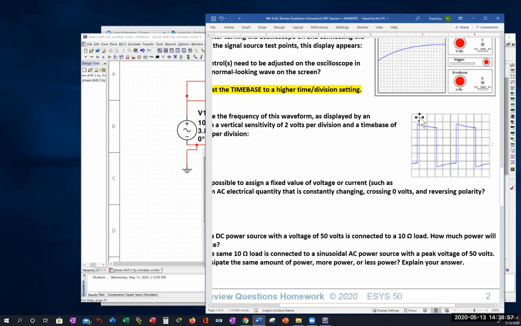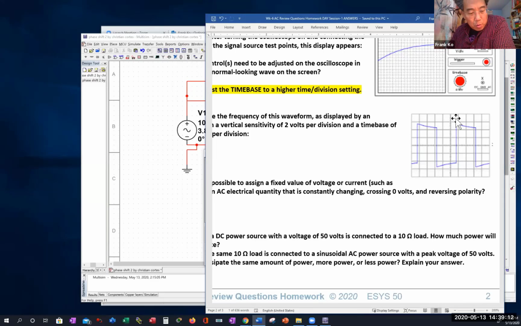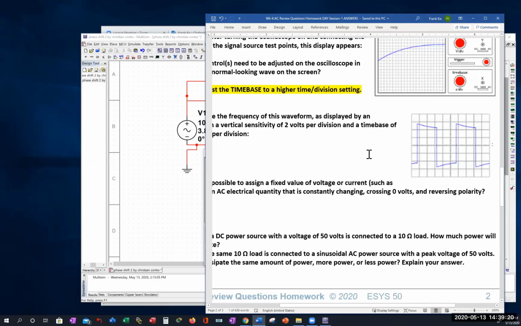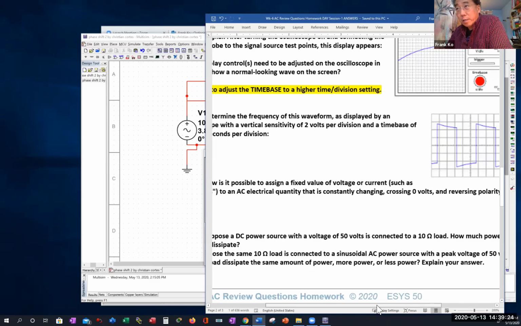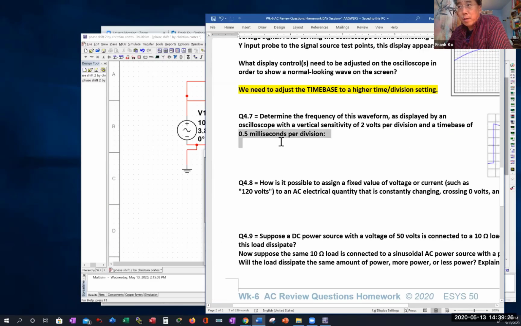Okay, so if we start here, we count 1, 2, 3, 4, 5 squares. Is everybody in agreement with me that we have 5 squares between the 2 peaks? Yes or no? Kyle, Andrew, Lau, Bolito? Yes. You have 5 squares. Each square horizontally is worth how much time?